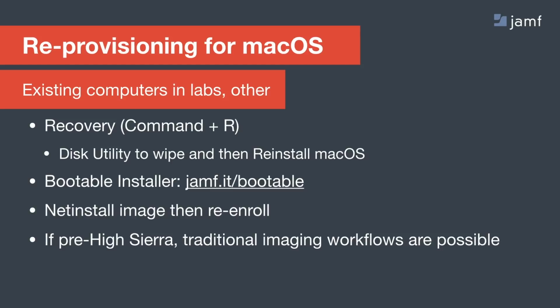So a few other options we can use to get machines wiped and potentially upgraded to High Sierra. We could use Disk Utility within the recovery partition to wipe that drive and then get the operating system reinstalled. We could also build out a bootable installer from, say, a USB drive or an external hard drive, even Thunderbolt. We could also utilize a NetInstall image and then re-enroll that way. Unfortunately, NetInstall is going to be deprecated within the server application. There are some alternatives out there, but not necessarily the most up-to-date workflow, unfortunately. And if the machines are running pre-High Sierra, we could look at leveraging some of the more traditional imaging workflows, if possible.